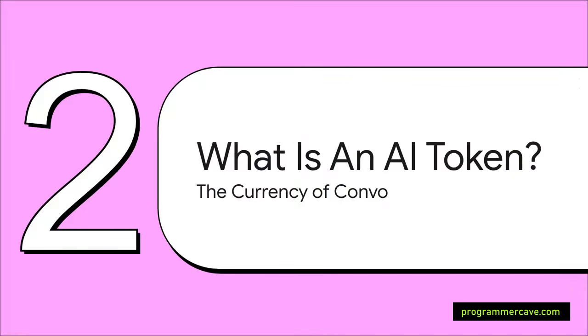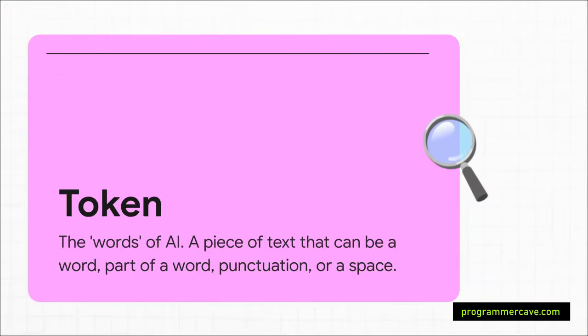Okay, so that leads us perfectly into our next question. What in the world is an AI token? Well, you can think of them as the currency of your conversation with an AI. They're the little building blocks that make up every single interaction you have. So a token is the absolute smallest unit of text an AI model works with. And it's not always a whole word. It could be just a piece of a word, a punctuation mark, like a comma or a period, or even a space. For all practical purposes, tokens are the real words that AI understands.